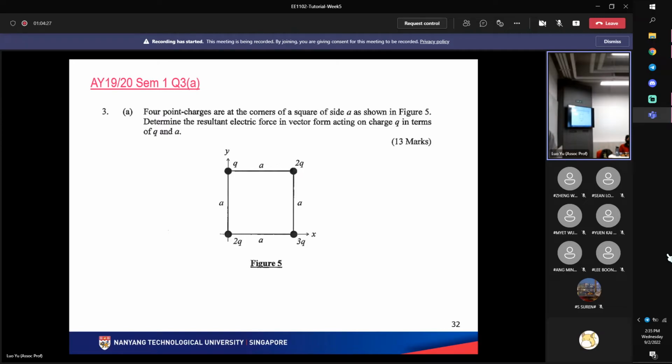The charges are not identical, but they are like charges. This is Q, these two are 2Q, and this one is 3Q. So they have the same polarity, and the forces between them are all repulsive. If I want to find the net force on Q, I need to find the force experienced from these three charges separately.